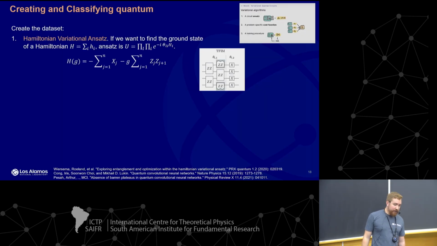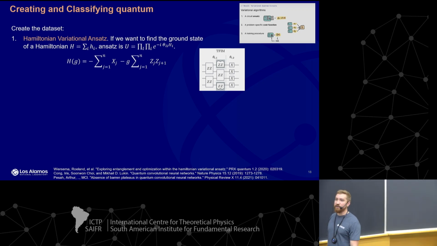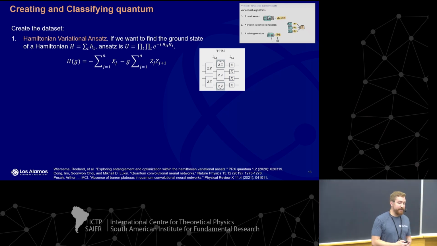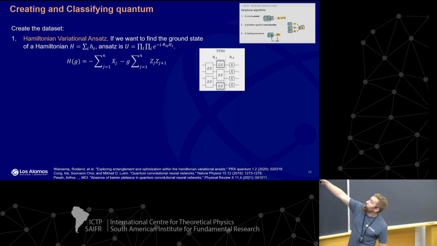Creating the data set, we need to pick some ansatz. So you're like, okay, what should I use for my parameterized quantum circuit? So you do some literature search, and you find that there's this really nice ansatz called the Hamiltonian variational ansatz, which tells you, if you're trying to find the ground state of this Hamiltonian, why don't you just pick a unitary that is just the exponential of the terms in your Hamiltonian? For the Ising model, this will kind of look like this.